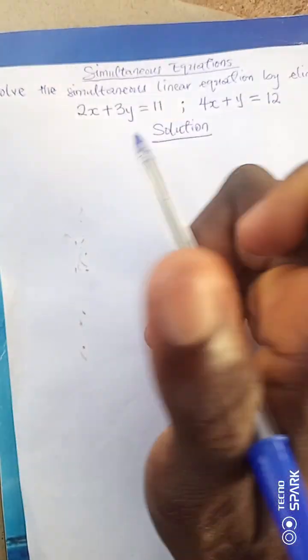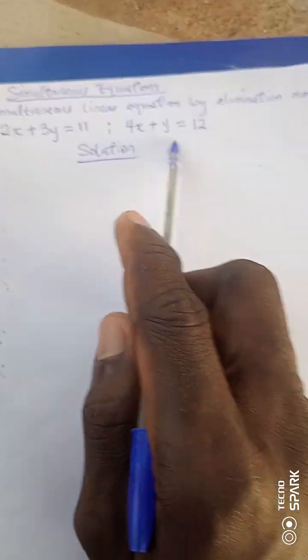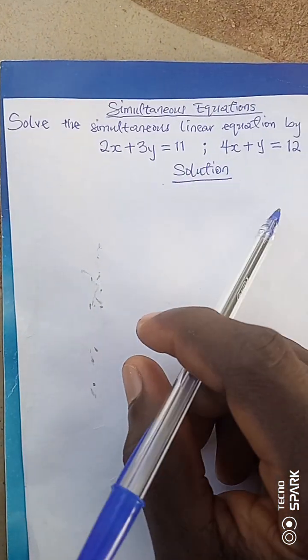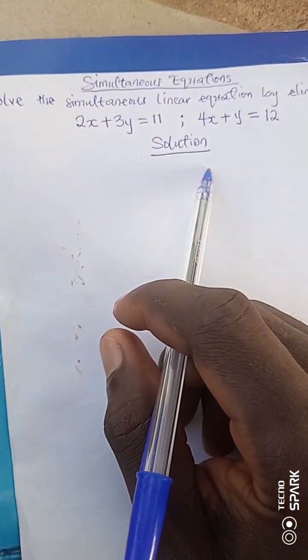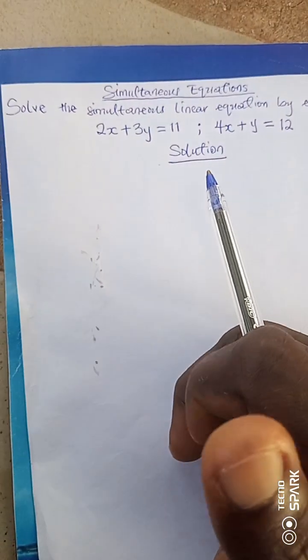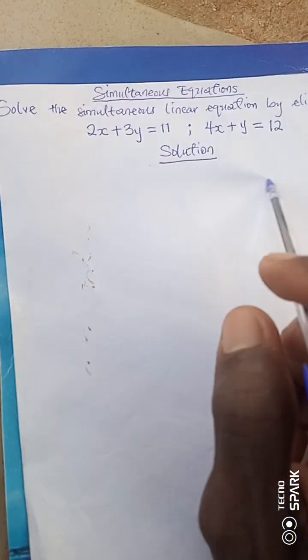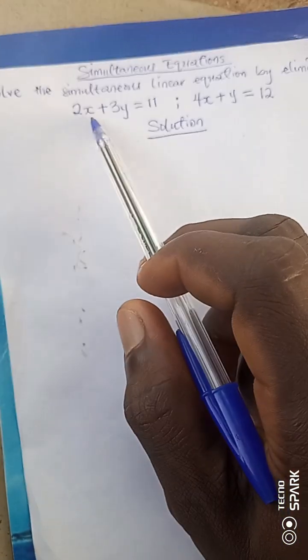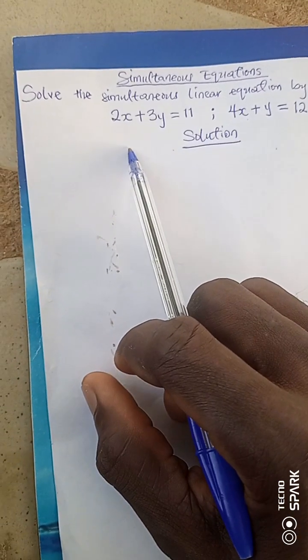We are looking at simultaneous equations. But before we go on to solve this question right here, hope you can see it, let's first of all know what simultaneous equations are. Simultaneous equations are equations that are solved simultaneously. There must be two equations involved in the expression. They must be solved simultaneously to get the variables. These are the variables, the unknown figures. So let's check it out.